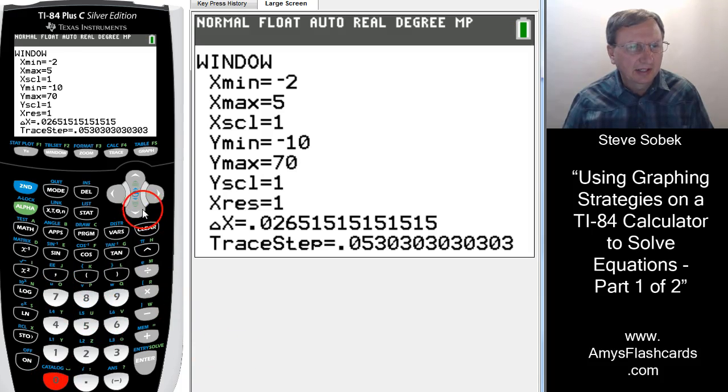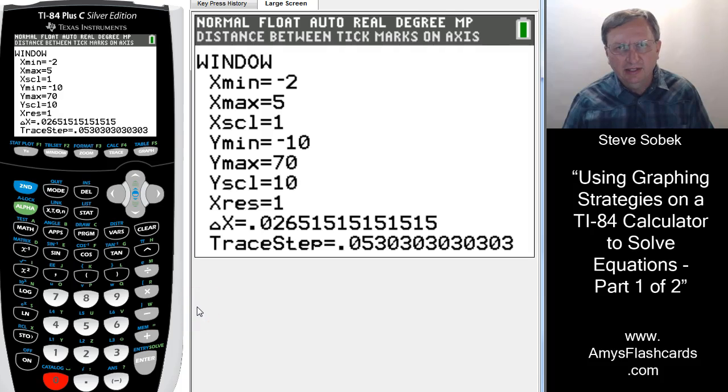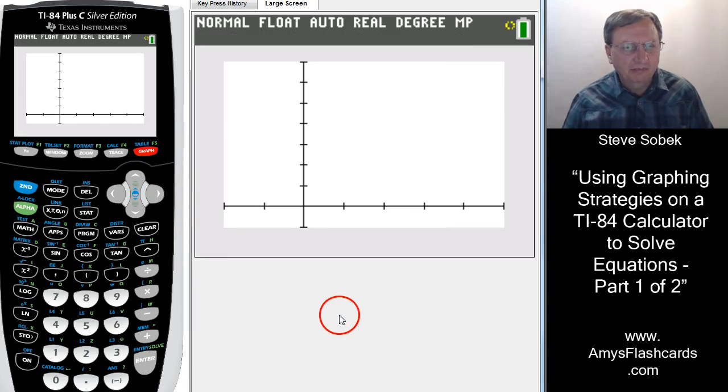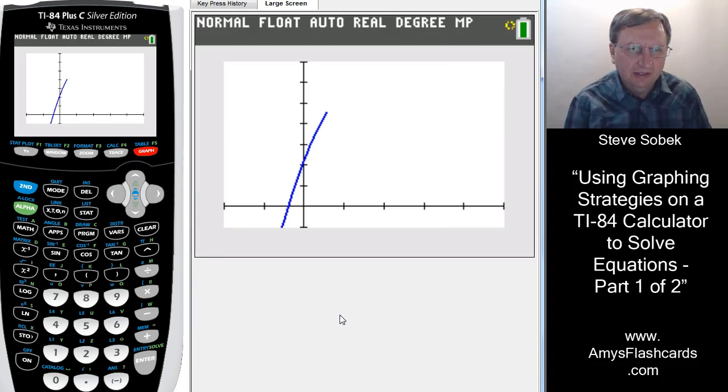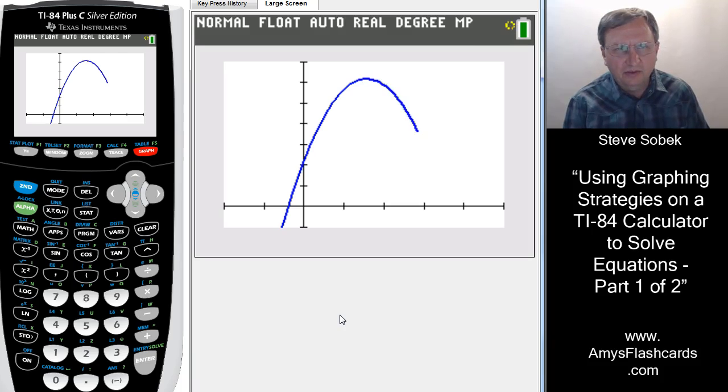And it's 70. And we might as well change y scale to 10, just so that we put a notch at every 10 units, so we don't have so many notches that it looks like a fat line. Let's hit the graph button. And here we have a nice viewing window for our parabola.